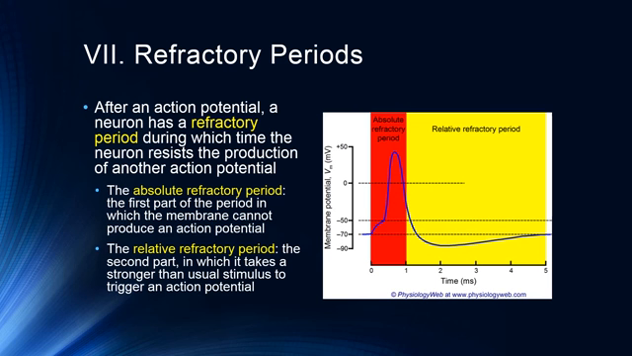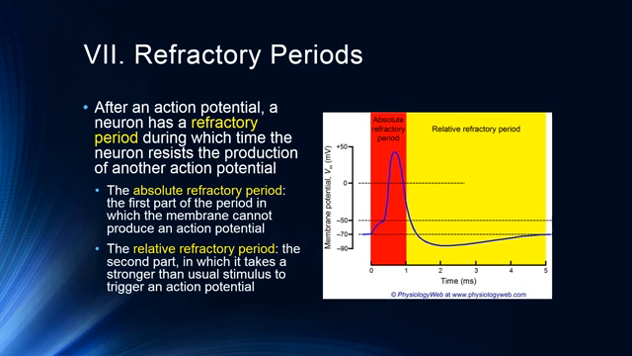After an action potential has fired, a neuron has a refractory period, during which time the neuron resists the production of another action potential. There are two refractory periods, the absolute refractory period and the relative refractory period. The absolute refractory period is the first part of the period in which the membrane cannot produce an action potential. That's because it's already depolarized, so it cannot fire an action potential during that first millisecond.